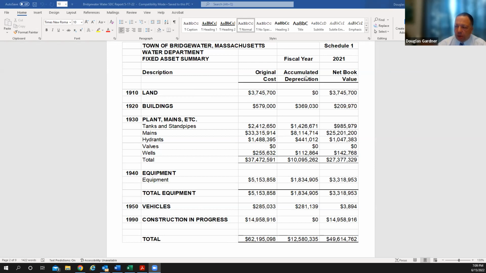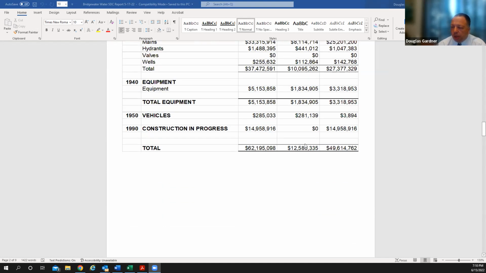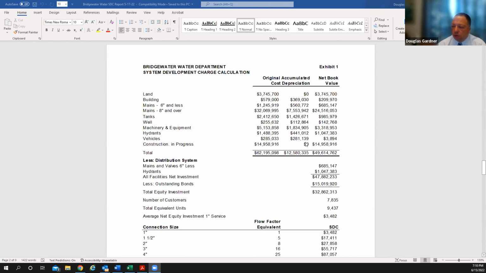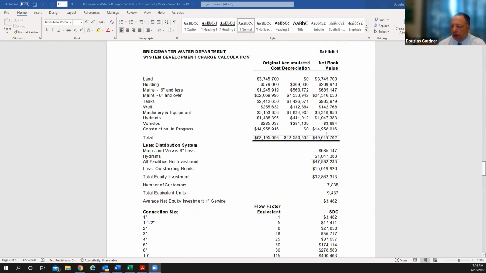We then have to determine what the accumulated depreciation is for the system. So we go through all the various calculations, and we've determined that the accumulated depreciation is a little over $12.5 million. Subtract that from the $62 million, and the net book value, that is original cost less depreciation, is $49,614,000 and change. So this is our starting point, and we carry that through.